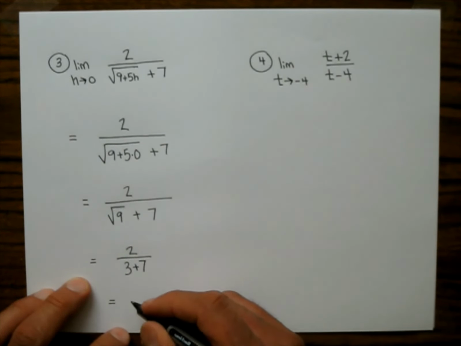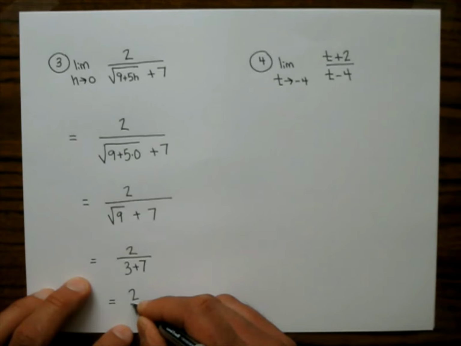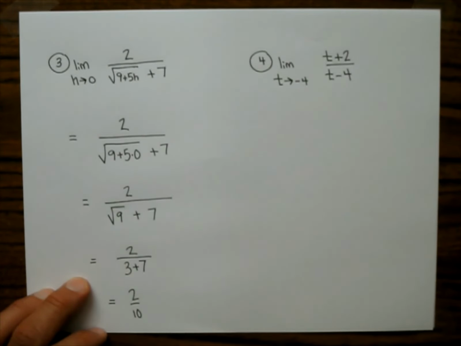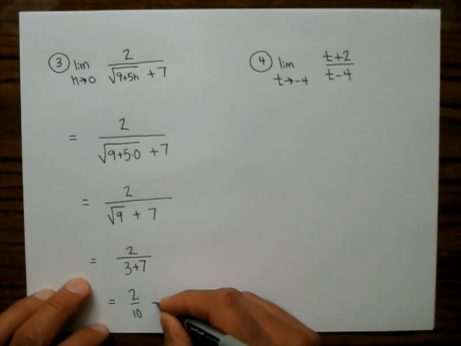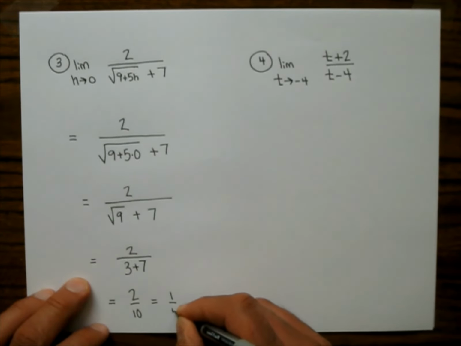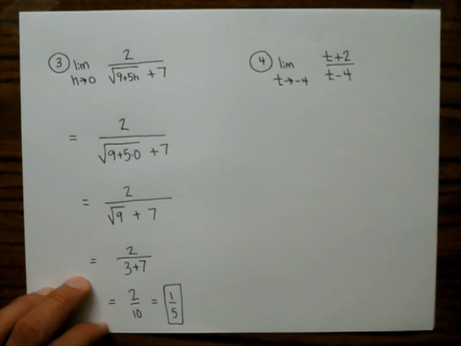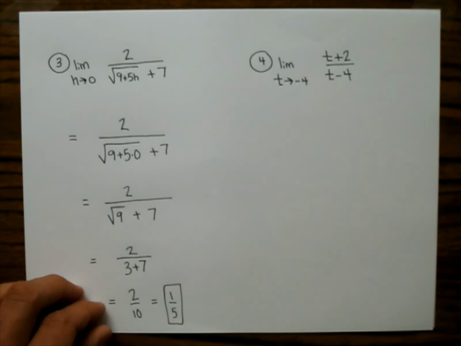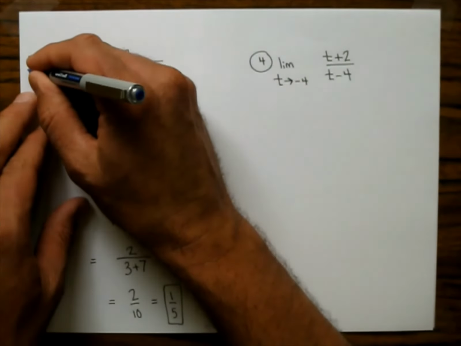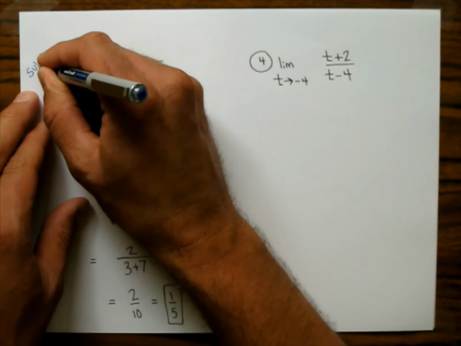So this looks like 2 over 10, which we should always reduce our answer. This is 1/5. And that's how you do problem number 3. Problem number 3 was done using substitution.